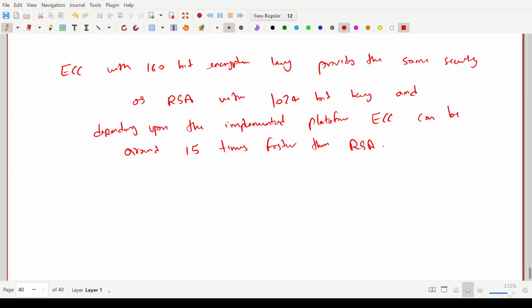Now let us talk about disadvantages. One of the main disadvantages of ECC over RSA is message expansion. The plain text and ciphertext size in RSA are the same, but in ECC the ciphertext size is twice the plain text size. And ECC is actually more complex and more difficult to implement, whereas RSA is very simple.